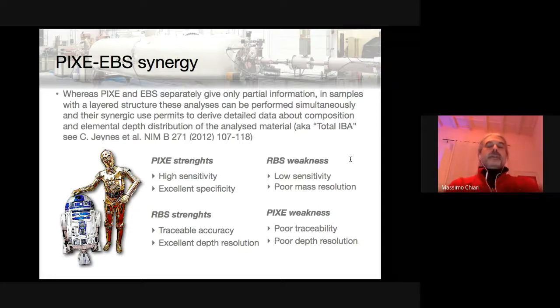For example, with RBS you have a depth resolution that is missing in typical PIXE measurements. On the contrary, PIXE has high sensitivity and is very specific. So, for example, it is possible to determine also high Z elements, while in RBS they will just not be separated due to kinematical effects.